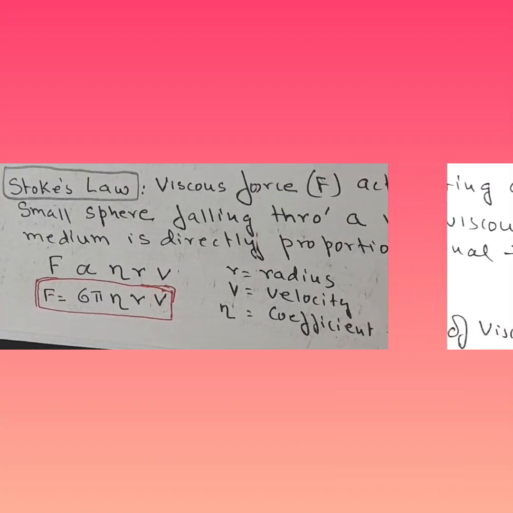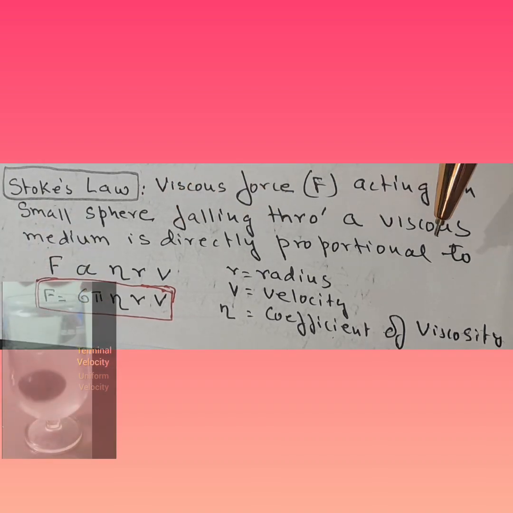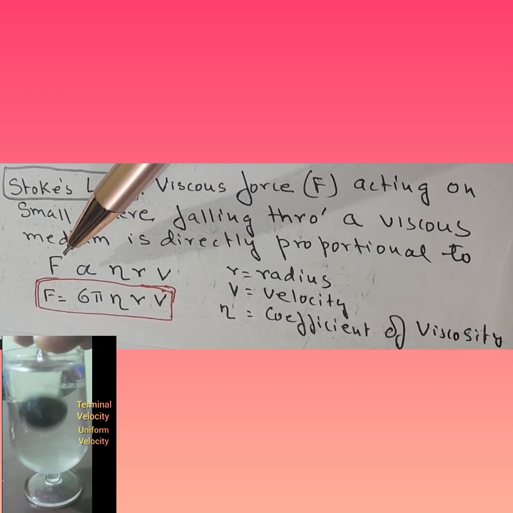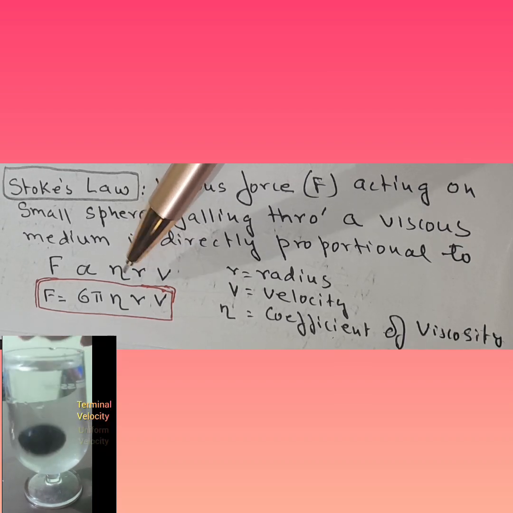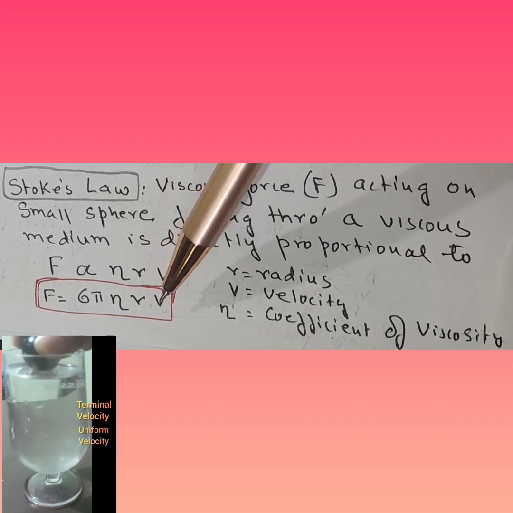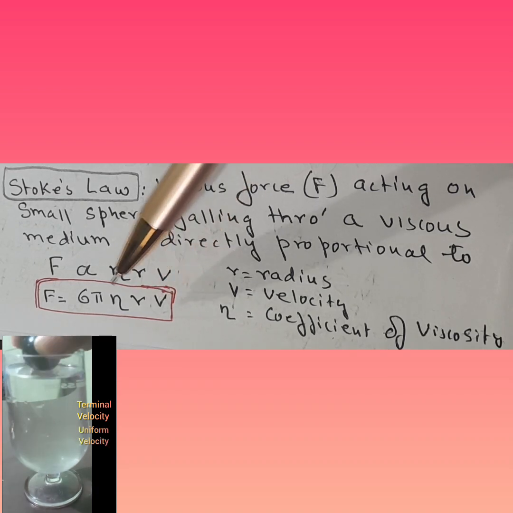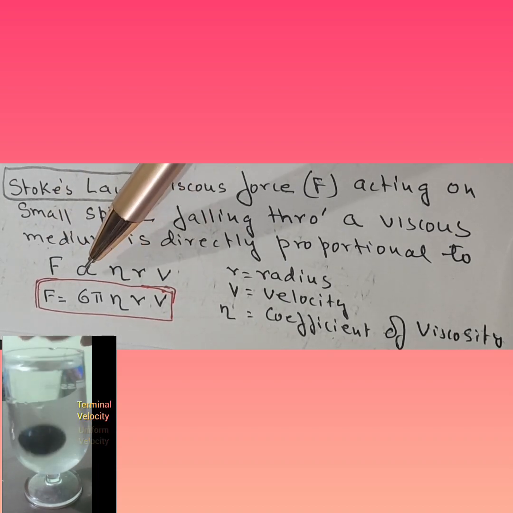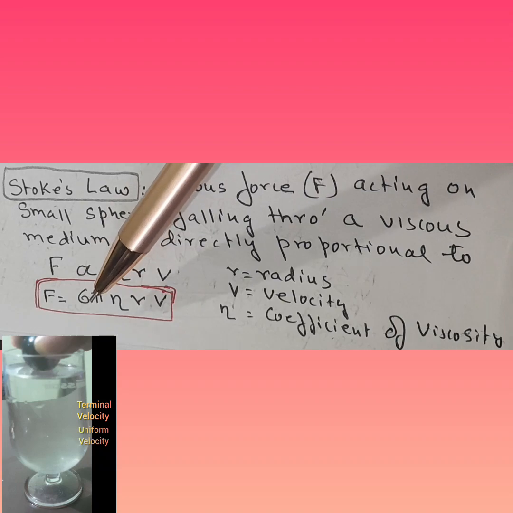All right. Let's understand Stokes' law now. Stokes' law states that the viscous force acting on a small sphere falling through a viscous medium is directly proportional to eta, the coefficient of viscosity, r, the radius of the sphere, and also the velocity with which the sphere is moving down the fluid. So F is directly proportional to eta r v, and when the proportionality constant comes in, we get 6 pi, which has been experimentally found out. That is Stokes' law.